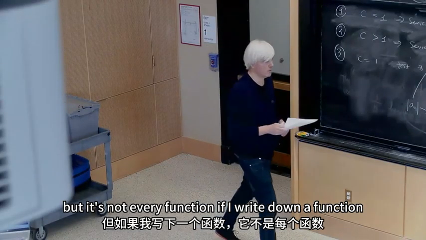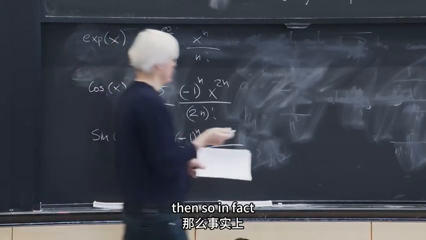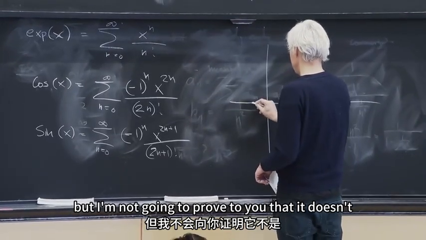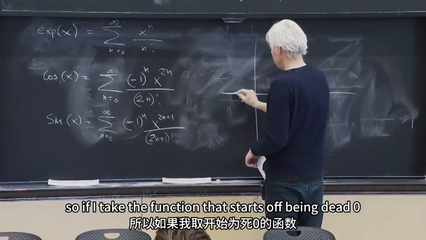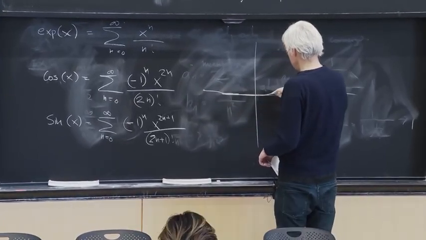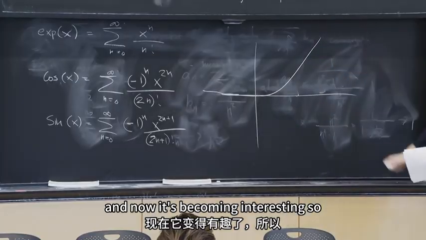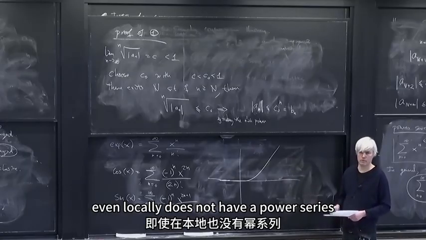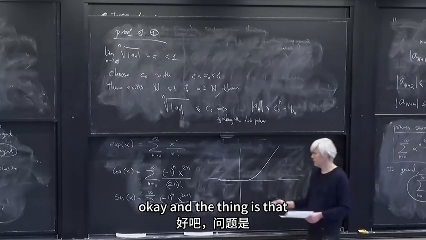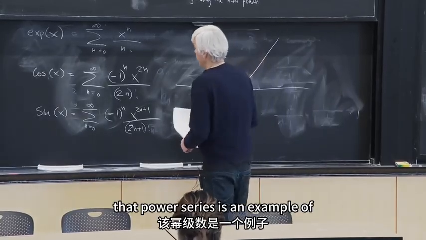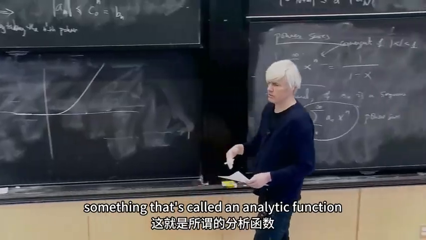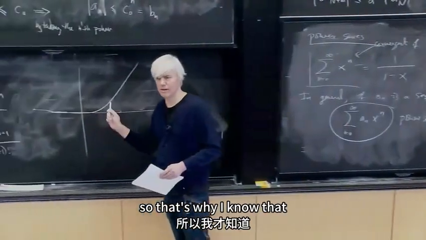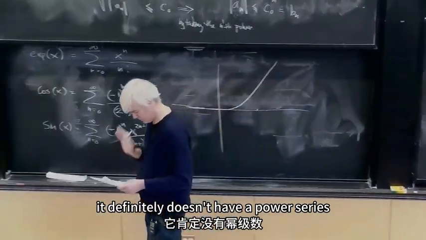In fact, it's easy to write down a function that doesn't have one, but I'm not going to prove that to you. If I take the function that starts off being dead zero, and now it's becoming interesting, like this function here, this one does not have a power series, even locally. A power series is an example of something called an analytic function, and this is not an analytic function, so that's why I know that it definitely doesn't have a power series.